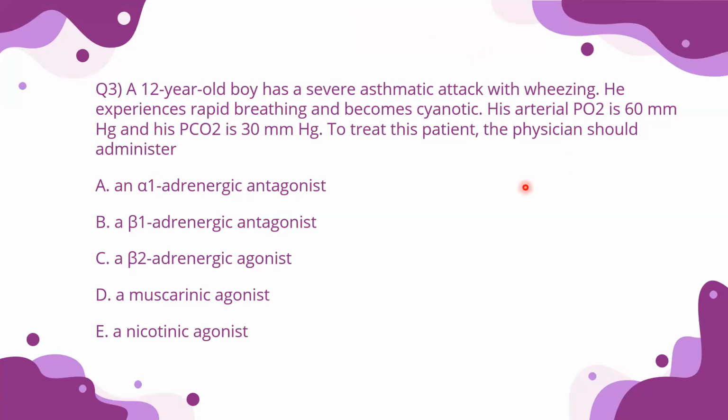Now, we have a 12-year-old boy who had a severe asthmatic attack. What happens in asthma? You can think about it in terms of an allergic reaction. And I mentioned histamines, which cause bronchoconstriction. So in asthma, basically, you have bronchoconstriction, so an increase in resistance to airflow. Now, he experiences rapid breathing and becomes cyanotic. His arterial PO2 is 60 and PCO2 is 30. To treat this patient, the physician should administer what out of these?